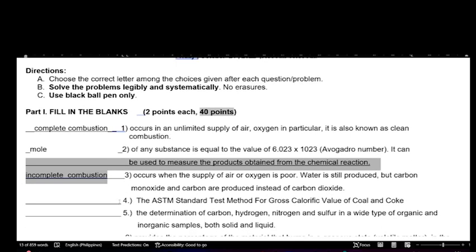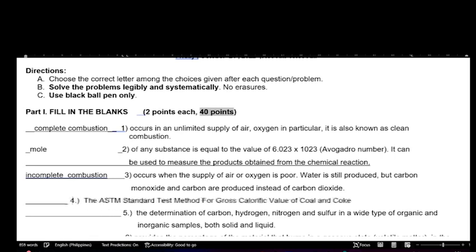Number 4. The ASTM standard test method for gross calorific value of a coal or coke. Answer. ASTM. Ano ba yung ASTM? American Society for Testing Materials, 585.